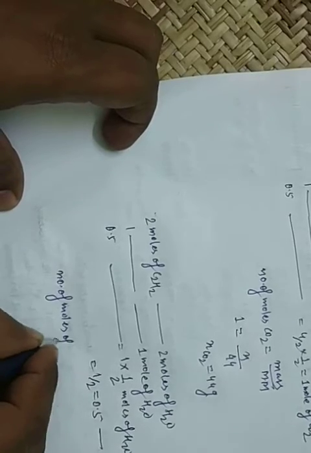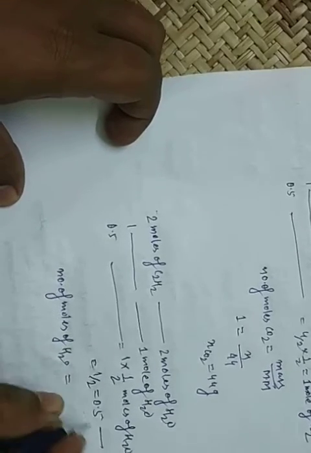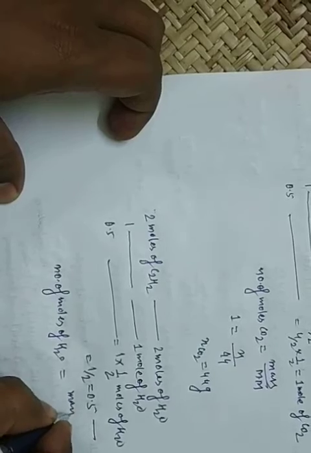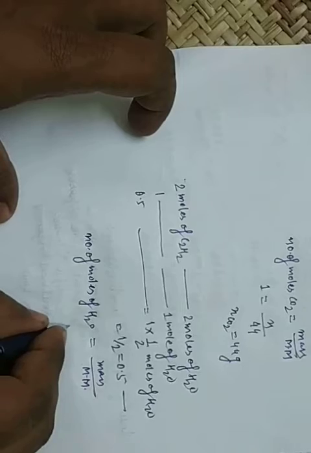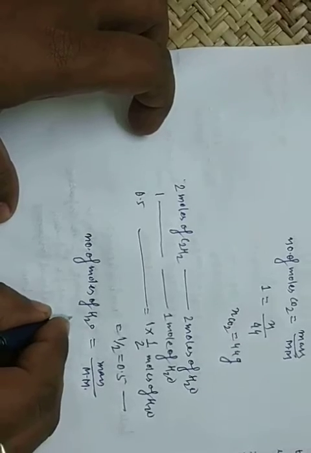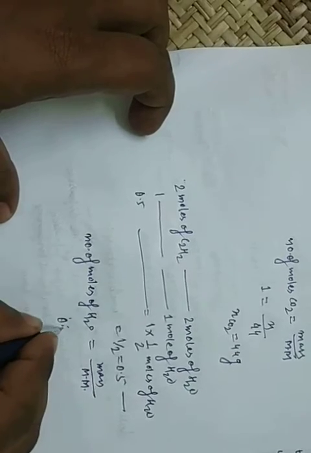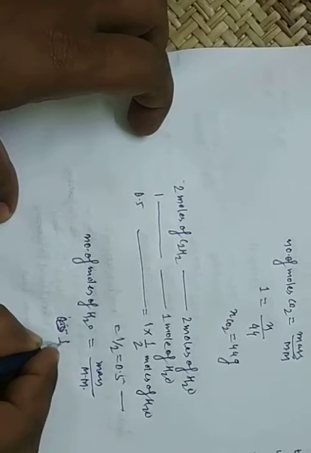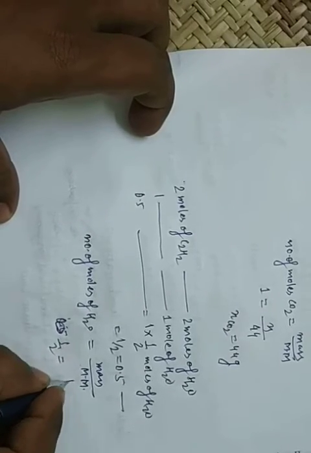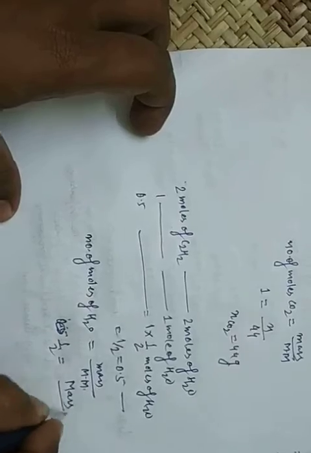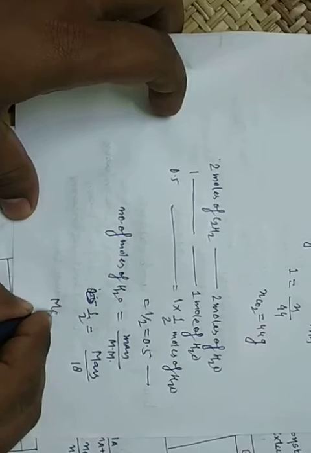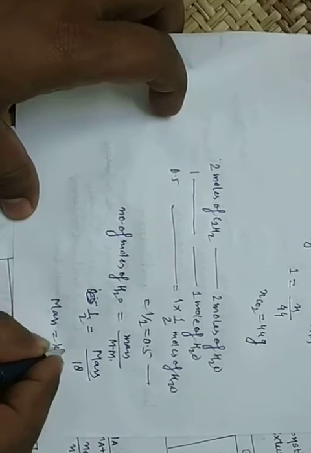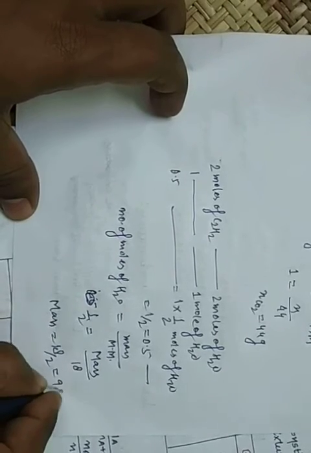Now again you write the number of moles of H2O as mass upon molar mass. The number of moles is 0.5, that is 1 by 2. You find the mass, and the molar mass of water is 18. So the mass is 18 by 2, which is 9 grams. So now here there is 9 grams.